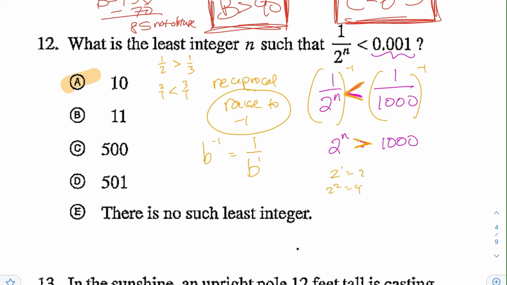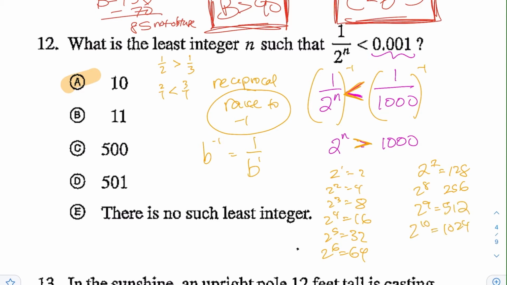So to figure out the power of 2 that's greater than 1,000, you have to do 2 to the 1st power. 2 squared is 4. 2 cubed is 8. 2 to the 4th is 16. 2 to the 5th is 32. 2 to the 6th is 64. Then to the 7th is 128. Then 256. And 2 to the 9th is 512. But finally we get to 2 to the 10th, that's 1024. So n has to be at least 10, choice A.